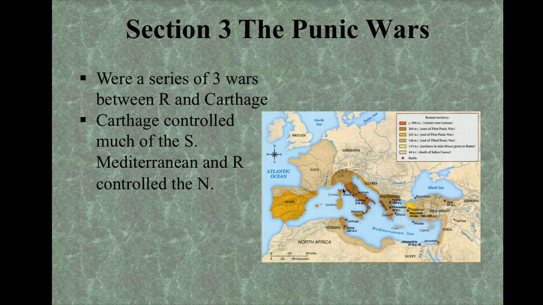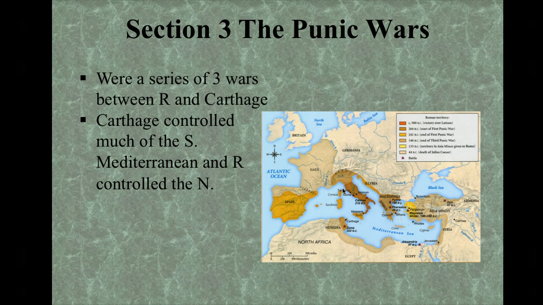Now, section 3. The big group that the Romans fight against are the Carthaginians, in a series of wars called the Punic Wars. Punic comes from the root for Phoenicians, because Carthage was a Phoenician colony. There was a series of 3 wars between Rome and Carthage.